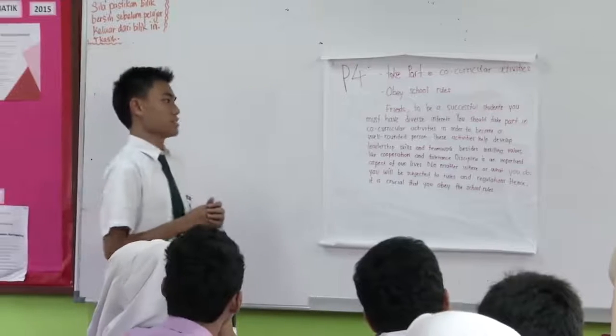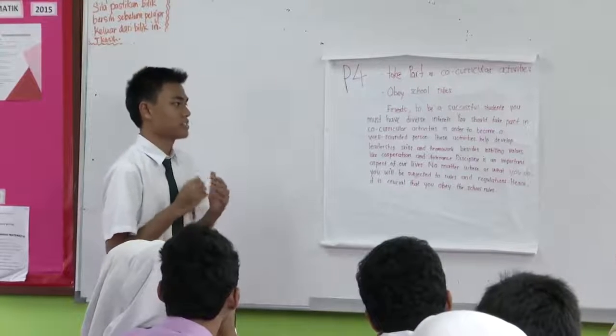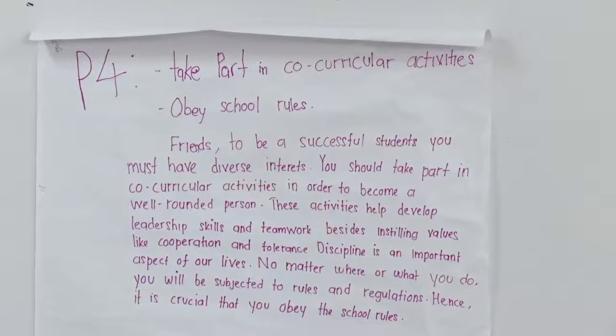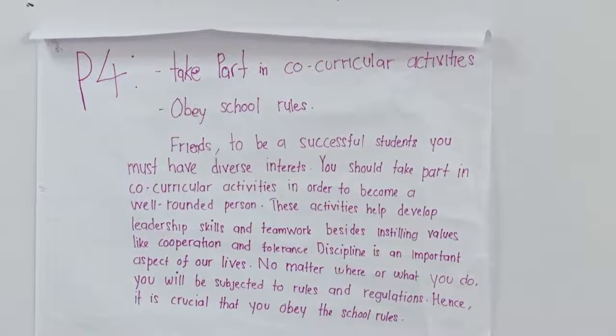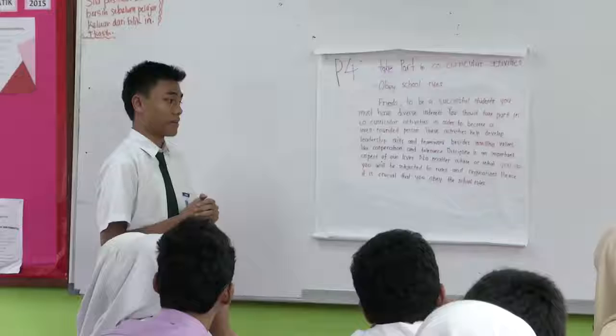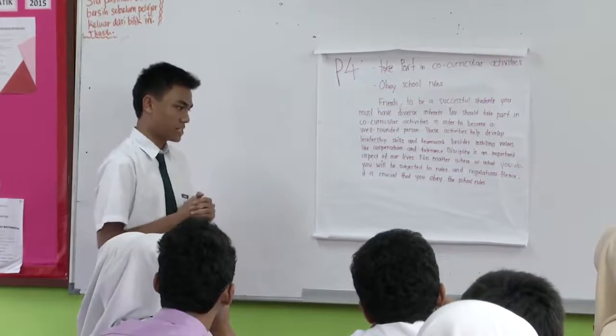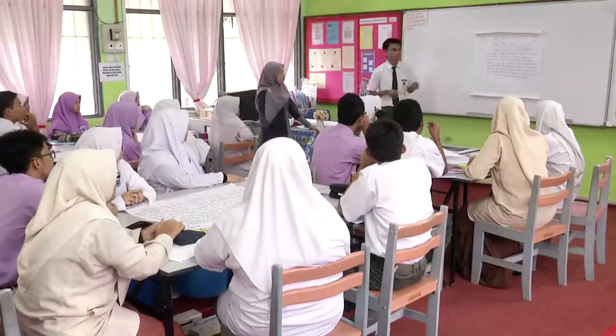Okay? So for the fourth paragraph, it says, friends, to be a successful student, you must have diverse interests. You should take part in co-curricular activities in order to become a well-rounded person. These activities help develop leadership skills and teamwork, besides instilling values like cooperation and tolerance. Discipline is an important aspect of our lives, no matter where or what you do. You'll be subjected to rules and regulations. Hence, it is crucial that you obey the school rules. Okay, thank you very much, Lokman.